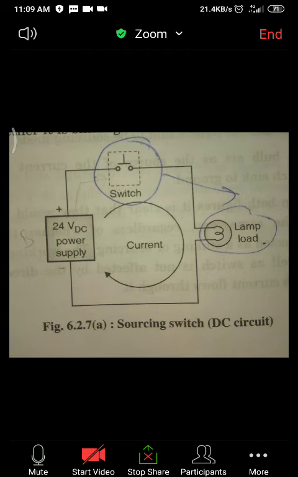So current flows from the positive terminal of the battery to the switch and then to the load, that is the bulb, and returns to the negative terminal of the battery. In this way the loop is completed. Getting? So here the switch is acting as a source of current, hence this is called the sourcing concept of input. We'll see how we are going to use this in the case of PLC, but first of all understand what is called the sourcing concept. Now we'll see the sinking concept.